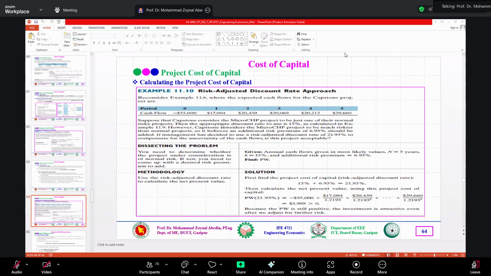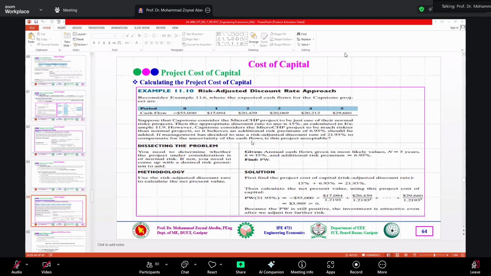Suppose that Capstone considers the micro CSP project to be just one of their normal risky projects, then the appropriate discount rate to use is 15%, as calculated previously. Okay. Thus previously the company's discount rate we calculated was 15%. However, Capstone considers the micro CSP projects to be much riskier than the normal project. So it believes an additional risk premium of 6.93% should be added. Okay.